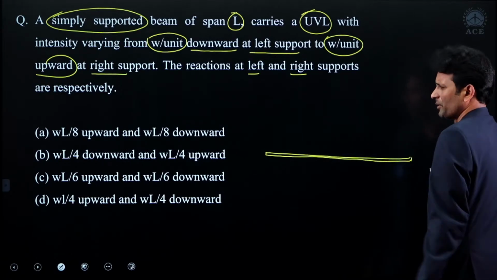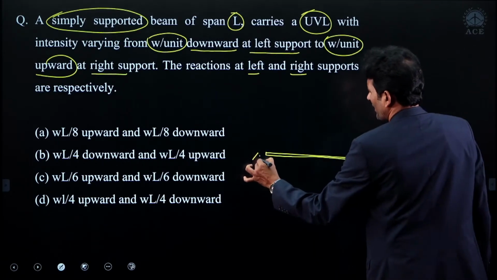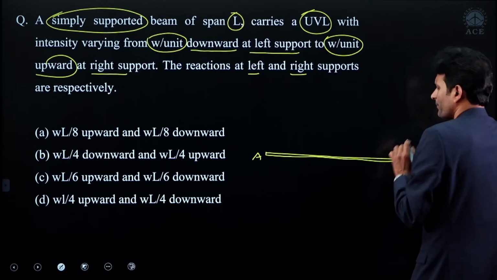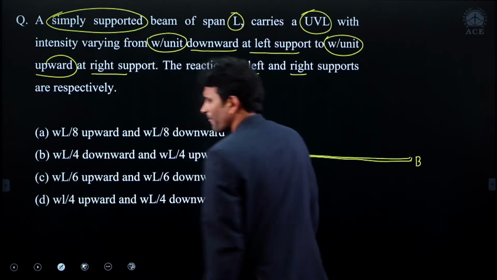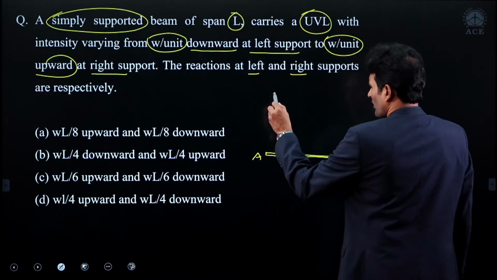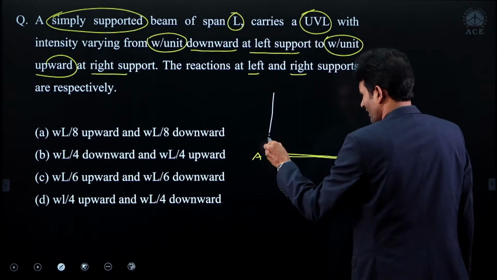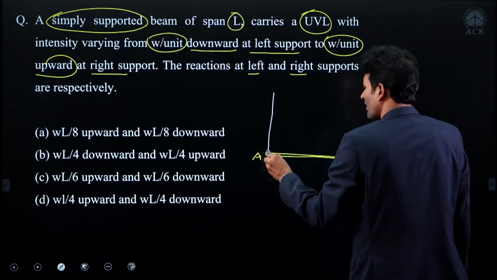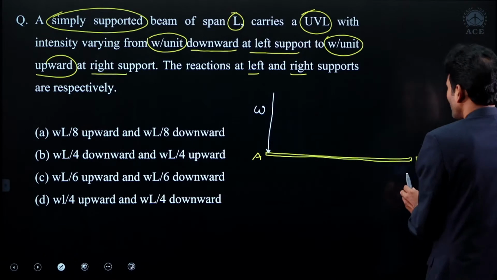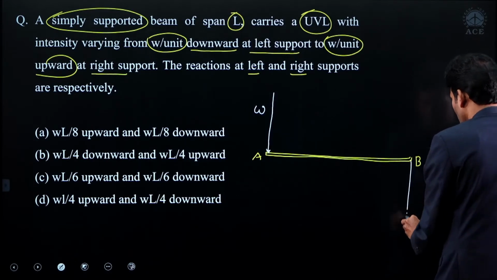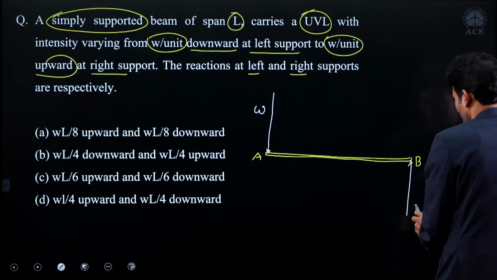This is the simply supported beam. I can mark this as A and B. Supports I will give later. If you take support A, what UVL do I have? At point A, I have a UVL with intensity omega in the downward direction, and at point B, it is with intensity omega in the upward direction.